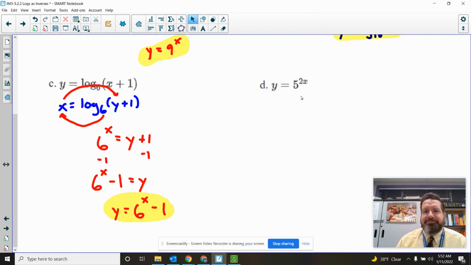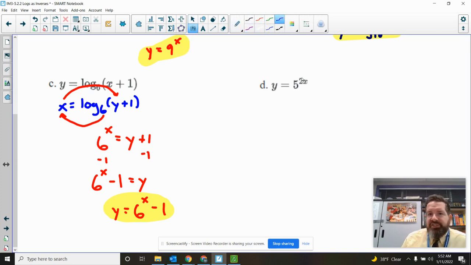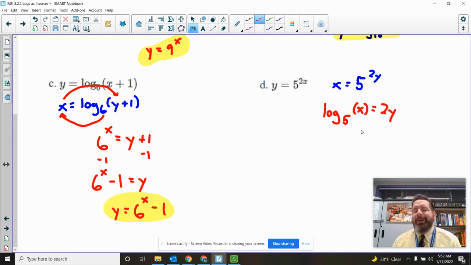Okay, one more time. Do a quick pause, unpause when you're ready to check it. So we'll start by just switching the letters x and y. So x equals 5 to the 2y. I want to get at the exponent. That's what a logarithm is for. So log base 5 of x equals 2y. But once again, I don't want to know what 2y is. I want to know what y is. I want to get that y by itself.